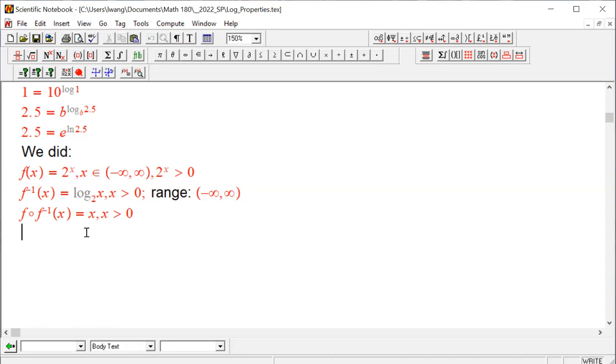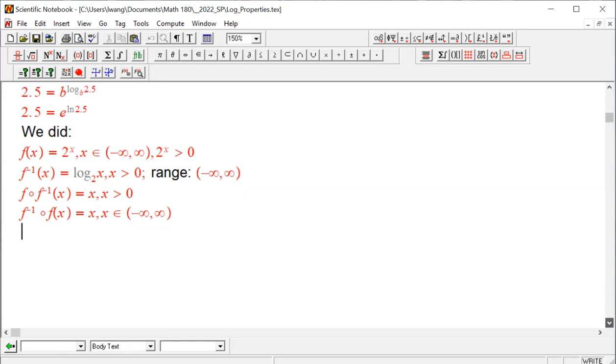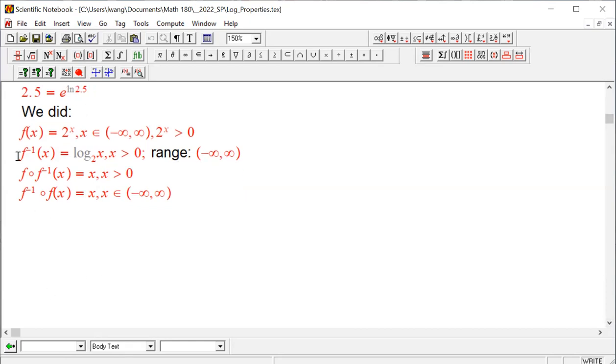So this is true. And the other one is also true: f inverse composite f of x equals x, but this x is from the domain of f, because f is applied first. So this x belongs to all real numbers. So even though they're both called x, they're from different places. They're merely placeholders. We know this is true if we have a pair of one-to-one functions.